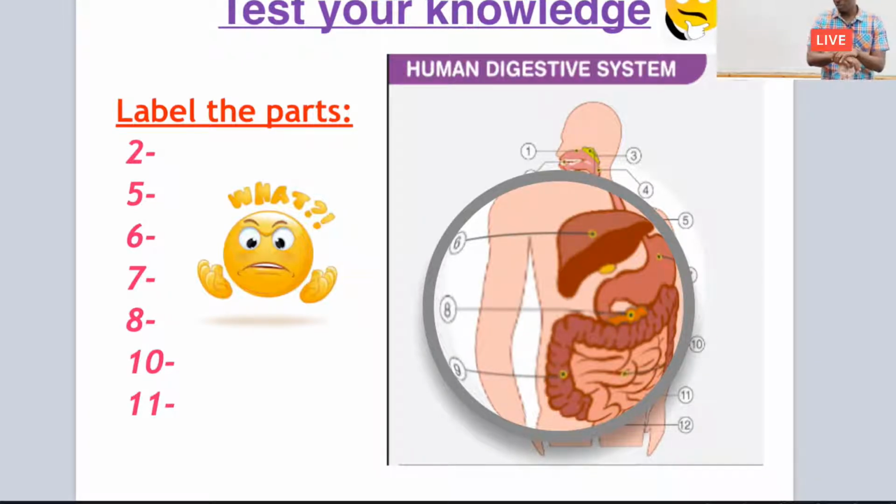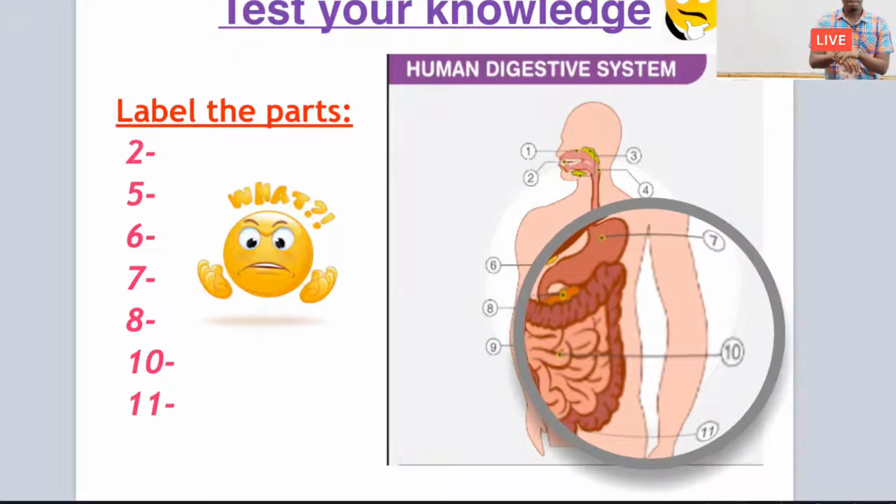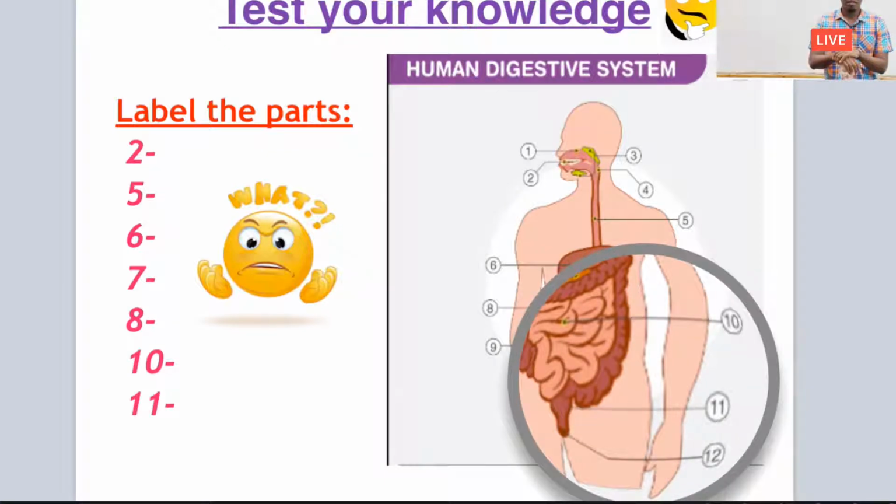Number 10. To me, it's the very most important part of this system. As we stated earlier, 90% of digestion takes place here. The small intestines. Absolutely correct. And the last one, number 11. Number 11, the rectum. Very good.